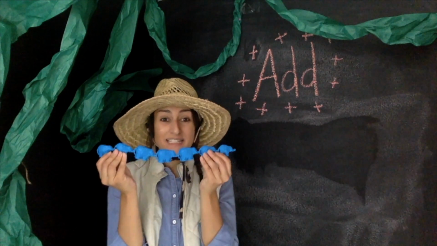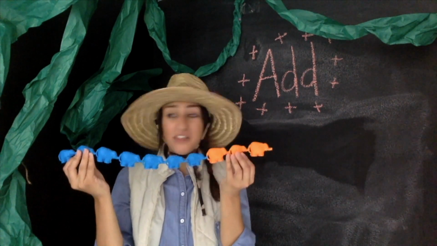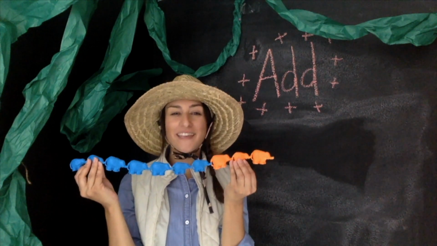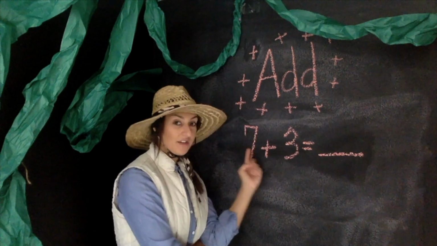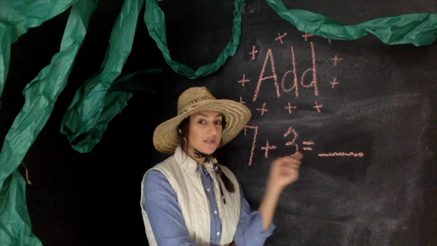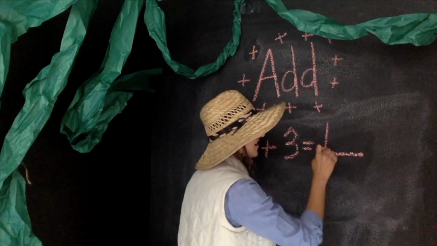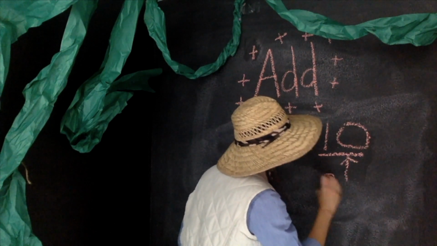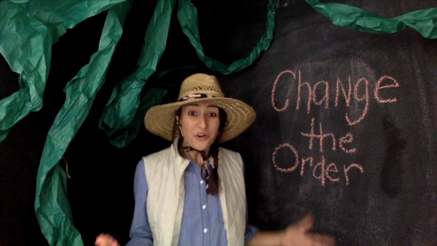Yay! Now what happens if I have 7 elephants and I add 3 orange elephants to the 7 blue? How many elephants do I have all together? Seven plus 3 equals, if you said 10, you're right. And 10 is the sum. Good job. Let's see what happens when we change the order.